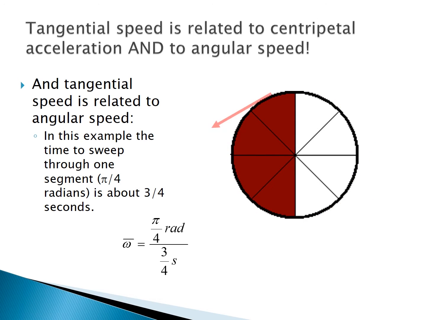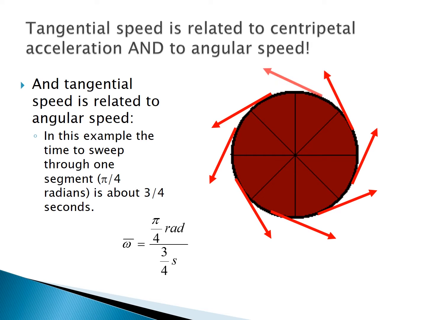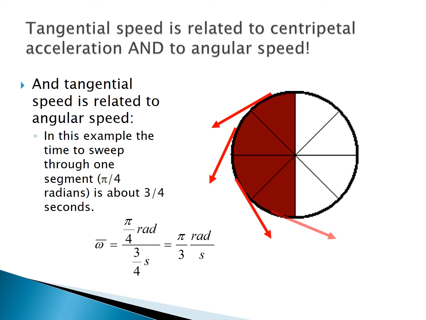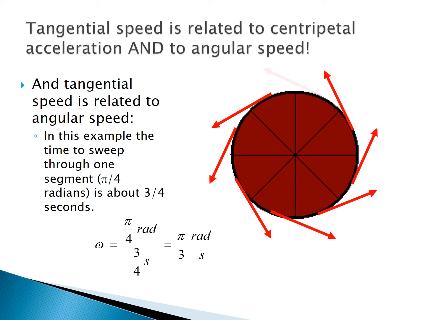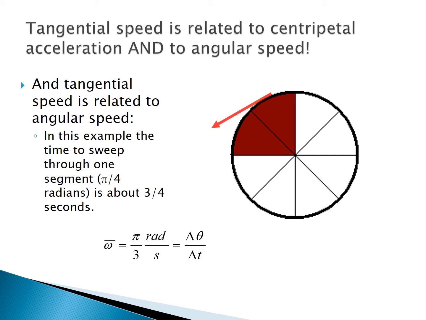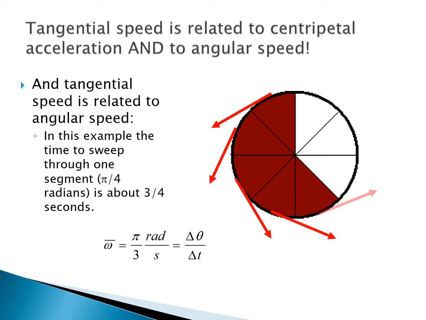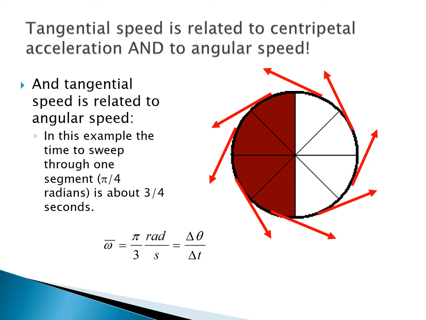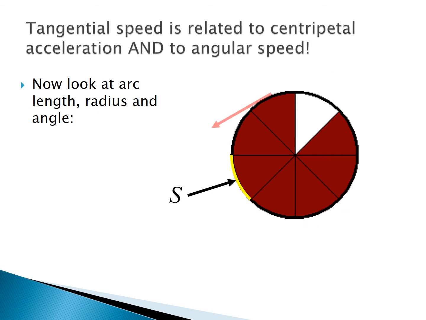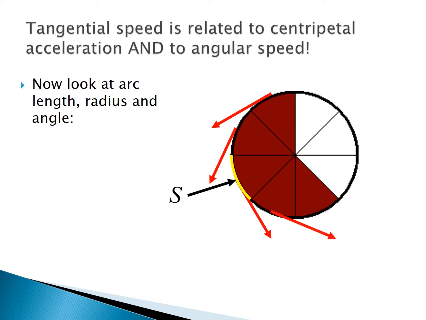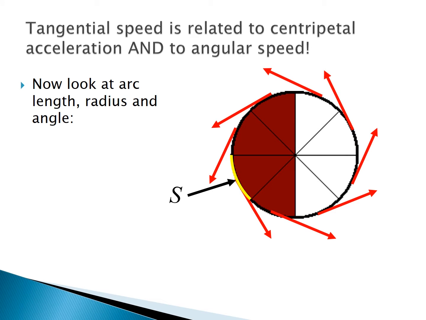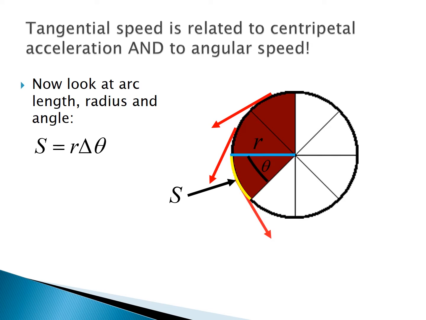So that leads us to be able to calculate our average angular speed, which in this case is pi over 3 radians per second. So that value, pi over 3 radians per second, is delta theta over delta t. So omega is delta theta over delta t, and that's the average. And now we're going to take a look at arc length, radius, and angle. So here's our arc length being swept out. And that's related to radius and angle, as we learned previously, as r delta theta.